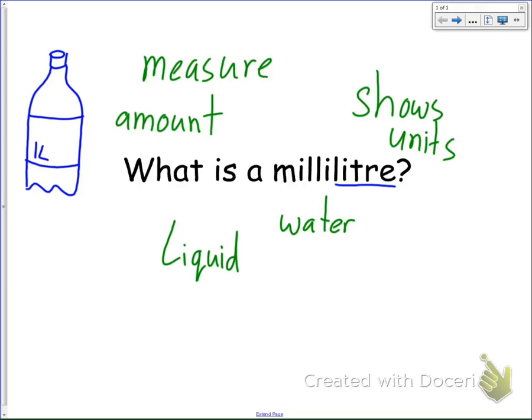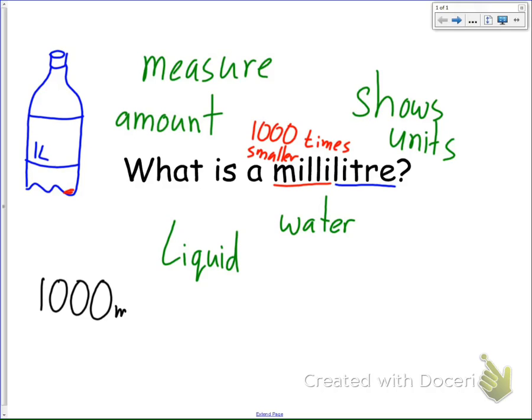Now millilitres is smaller, it's milli. Milli means 1,000 times smaller. This one here, milli, means 1,000 times smaller. So do you think a milliliter would be bigger than this 1 litre bottle? No, it'd actually be really, really tiny. A milliliter might only take up a little bit down there. Very good. And Zoe's right. There it is.